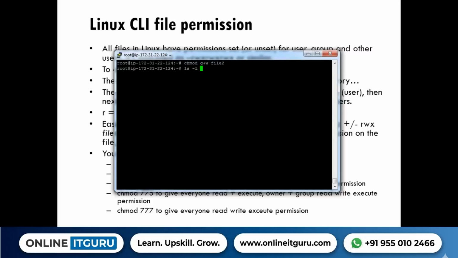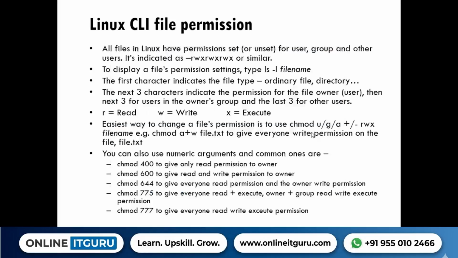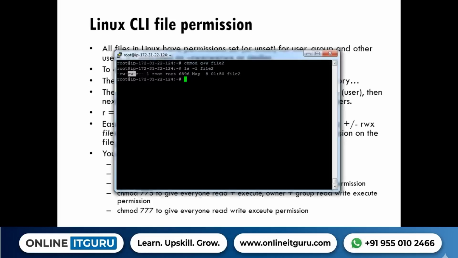So now if we verify again, you can see the group members got the W. See, for these three letters, it now changed; it added a write permission for group members. So now if you want to add a write permission for others as well, you can use it in the same way: we have to provide A plus W, and everyone can get the write permission on this file. So in the same way you can use A as well.